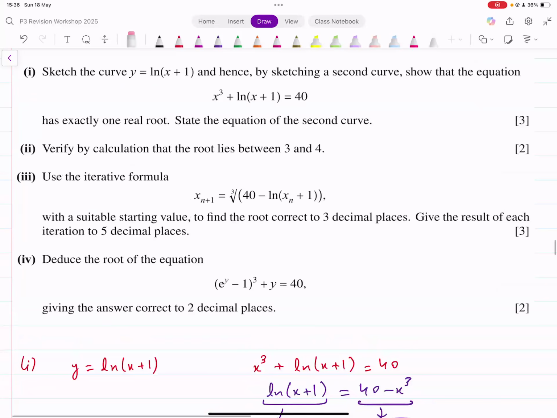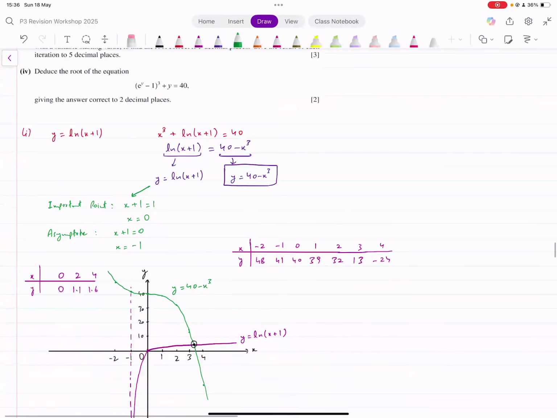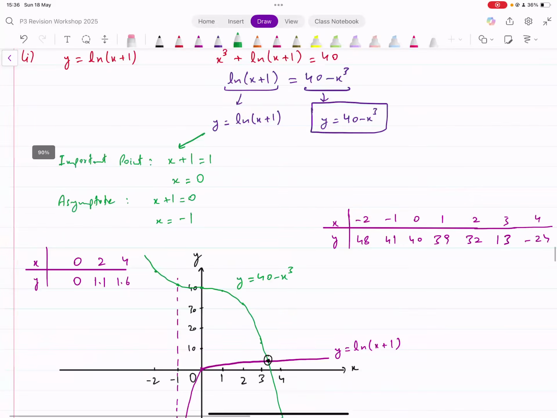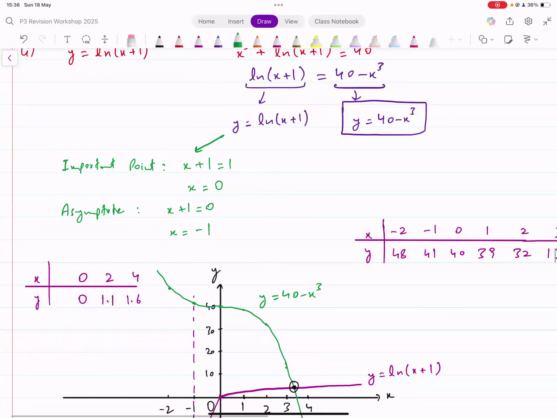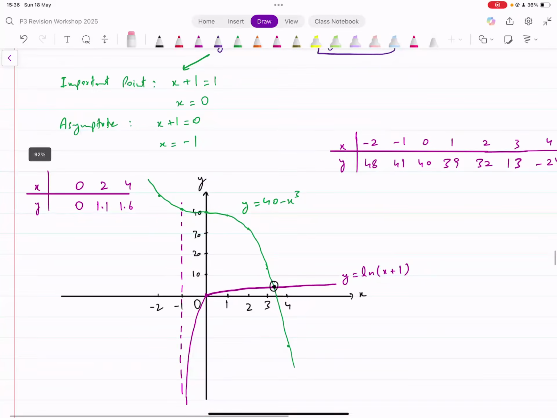We want in this equation that ln of x plus 1 is on one side, everything else on the other side. So we can rearrange this so that we get ln of x plus 1 equal to 40 minus x cubed, right? And now this is one function that we would draw, y equals ln of x plus 1, and the other one would be y equals 40 minus x cubed. These are the two functions that we would draw. We can sketch them like this. For the log function, consider the important point, the asymptote, sketch that, and then according to that, take a similar interval for the cube function.